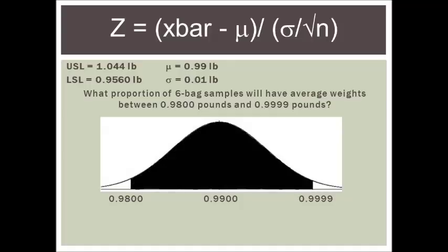So this dark shaded region represents the part of the curve that we're interested in finding out. We need to find out what proportion of the curve is made up by this dark shaded region to find the answer to our question. So think about it for a minute. Do you have any ideas about how we would find out what this shaded region represents?